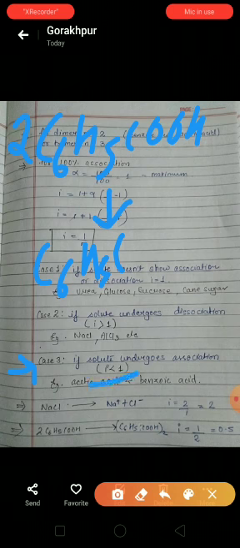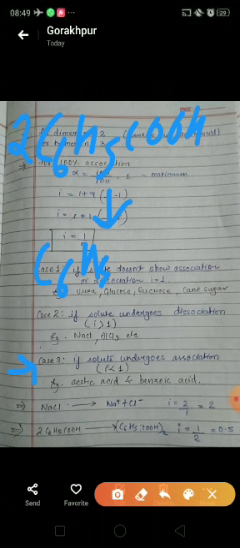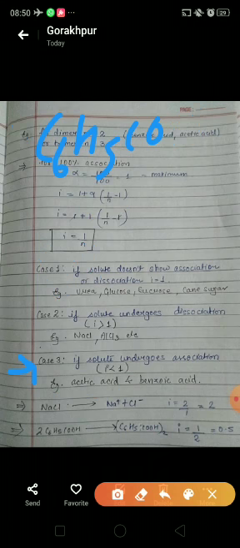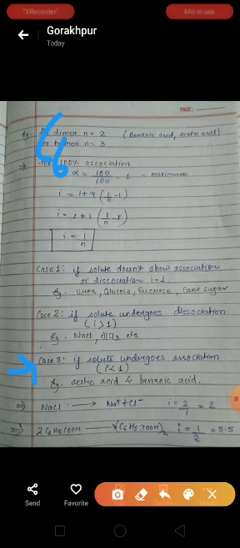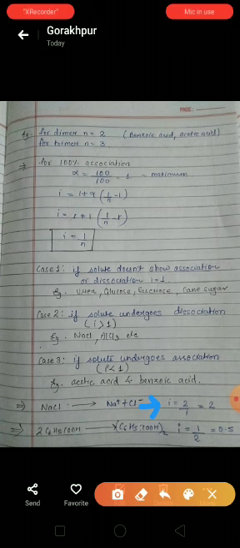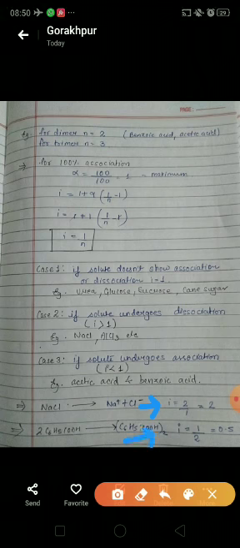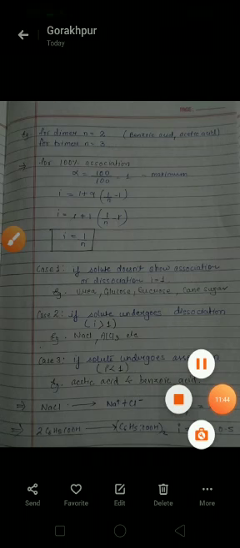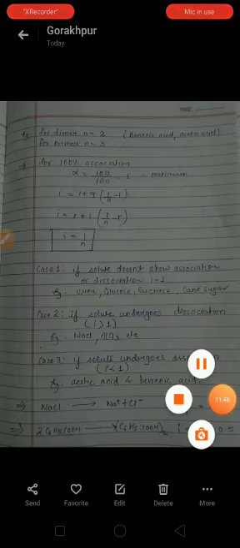This can be seen in acetic acid also. We have seen the example of benzoic acid, and there are some more examples. We are discussing only one or two. Here you can see for NaCl i is equal to 2. For benzoic acid i is equal to 0.5. So students, this is all about Van 't Hoff factor and abnormal colligative property.